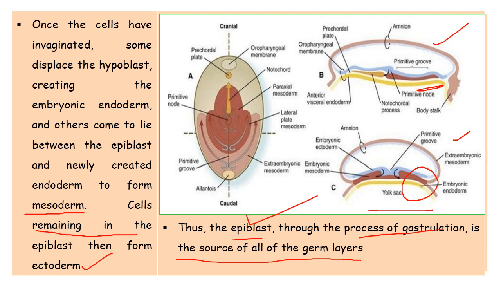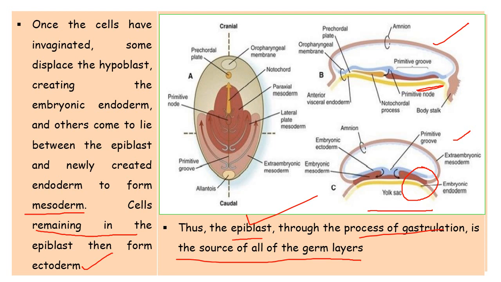The last cells which are present in the epiblast are called the embryonic ectoderm. So in the B and C parts of the figure, you can see the yellow colored structure, which is embryonic endoderm, the red colored structure, which is embryonic mesoderm, and the blue colored layer which is going to form the embryonic ectoderm. So all the three germ layers are formed here, which are shown in the C part of the diagram: embryonic endoderm, yellow, red mesoderm, and blue, that is embryonic ectoderm. All three layers are present in this part of the developing embryo. We call it the gastrula.